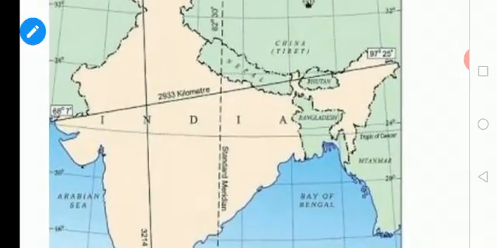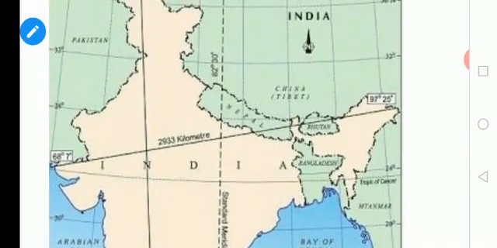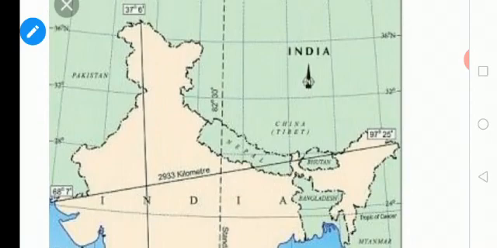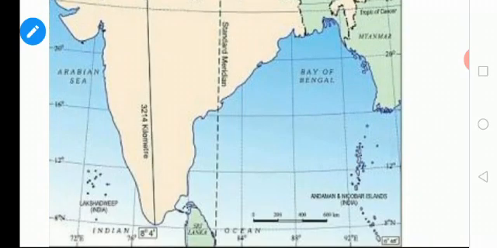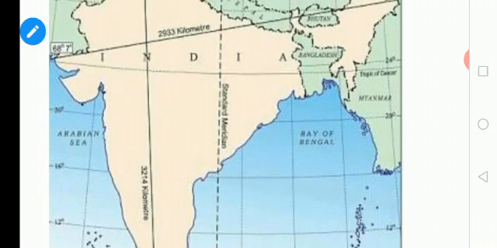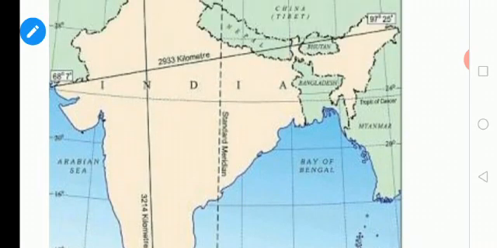Could you see? Yeah. So, the top is 37 degree 6 minutes north, and in the bottom you could see that 8 degree 4 minutes north. So the total is 3214 kilometer. The same like that, 68 degree 7 minutes east to 97 degree 20 minutes east, it covers 2933 kilometers. So this is the land mass of our country.